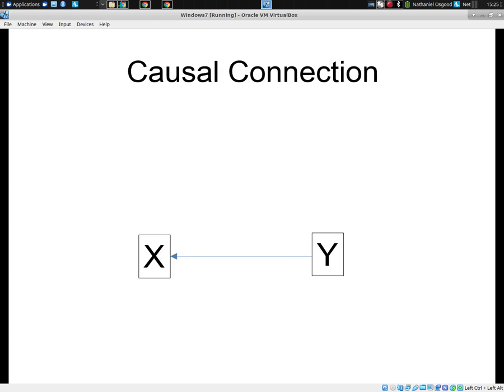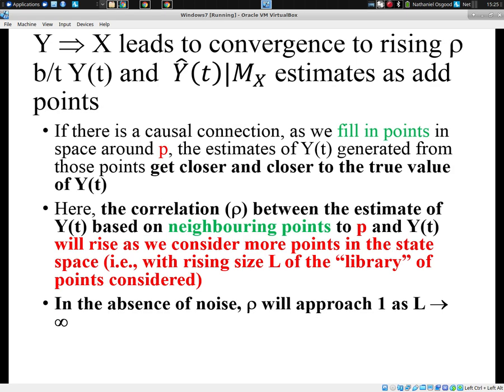Okay, so let's consider Y driving X, okay? If Y drives X, like we've seen there, it leads to so-called convergence with rising values of rho, because basically, as you add points in, closeness in the reconstructed state space, M sub X, the shadow manifold reconstructed from X, you tend to have Y closer and closer to this.